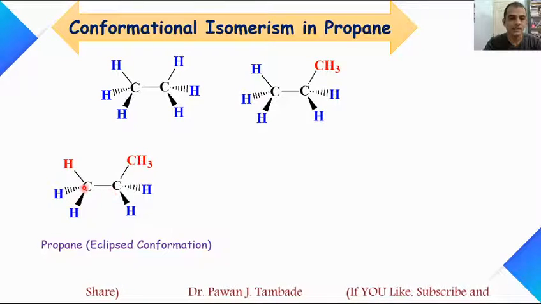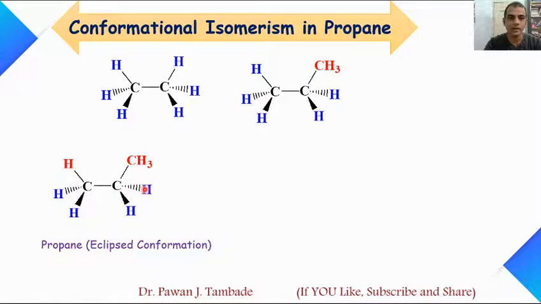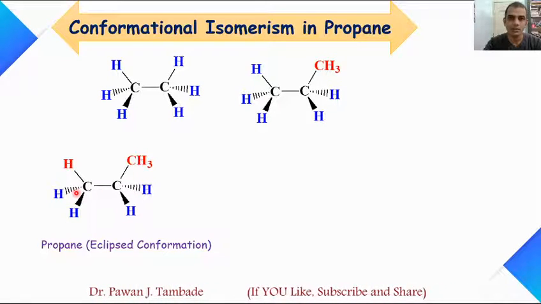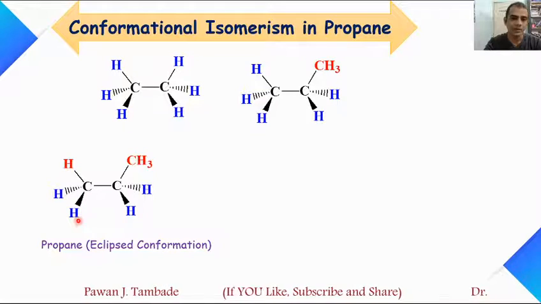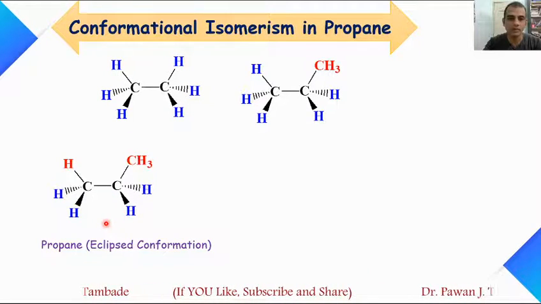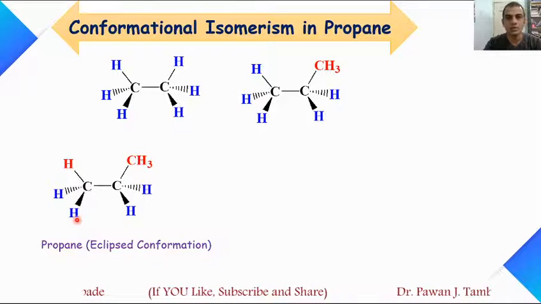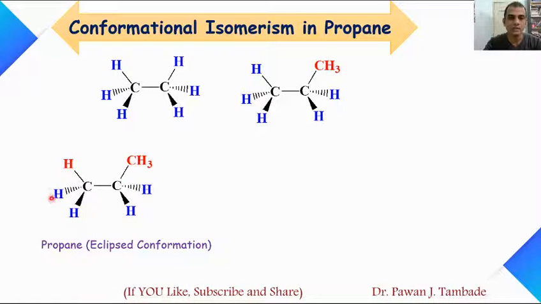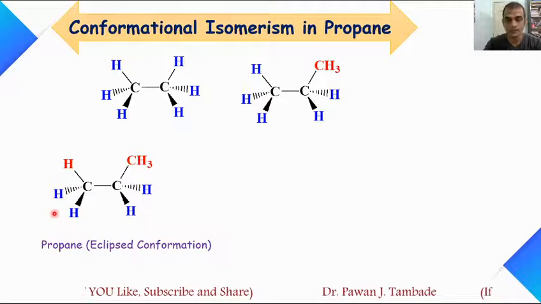At the same time, this carbon-hydrogen bond and this carbon-hydrogen bond, which are shown by dotted line, are also overlapping on each other. And this carbon-hydrogen and this carbon-hydrogen bond, which are shown by solid line, are also overlapping on each other. This shows that this is nothing but the eclipsed conformation of propane.